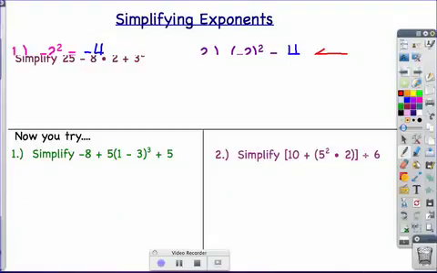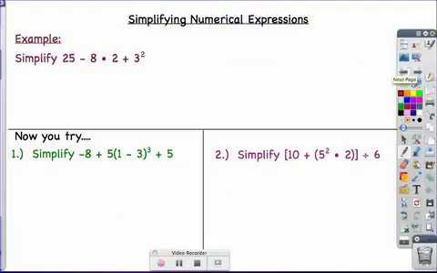Simplifying numerical expressions. For these, you'll have to follow order of operations. I suggest showing each and every step in an organized manner. I like to circle each step as I go. 25 minus 8 times 2 plus 3 squared. I first ask myself if there are any parentheses. Since there aren't any, I move on to the second step, which would be exponents. This question does have an exponent, so I circle 3 squared. 3 squared is 9, and then I recopy the rest of the question.